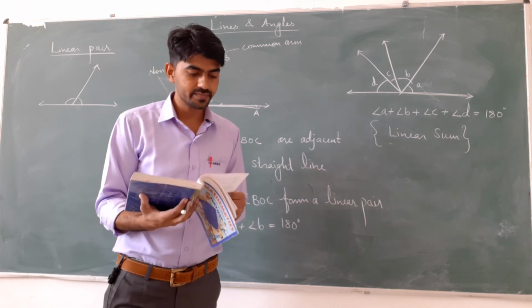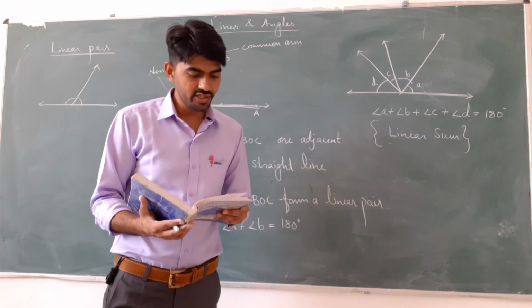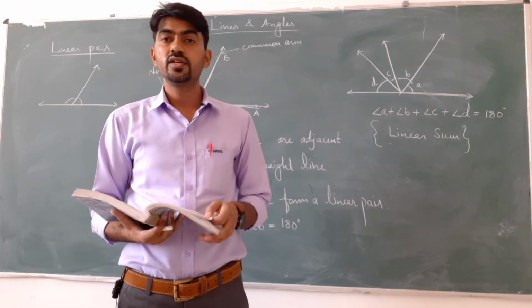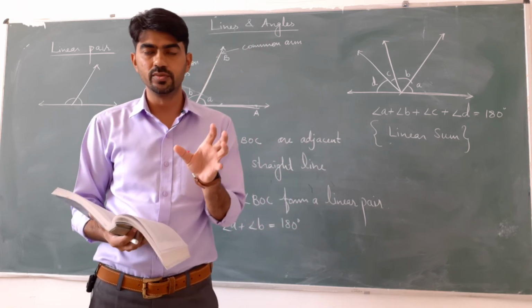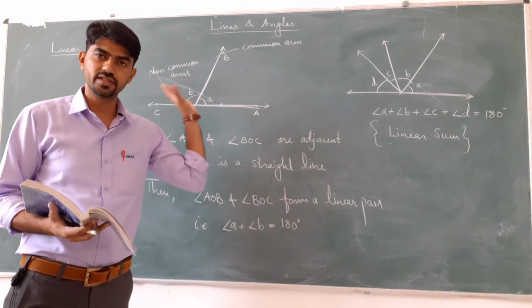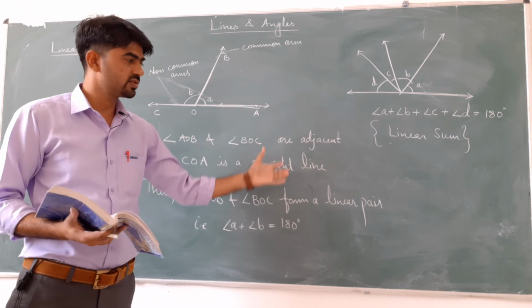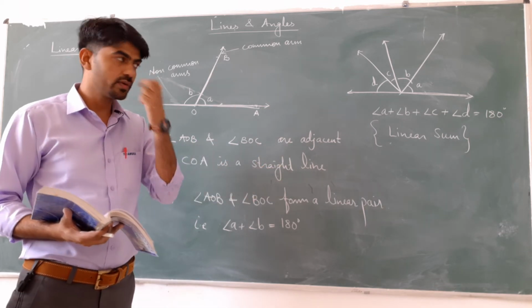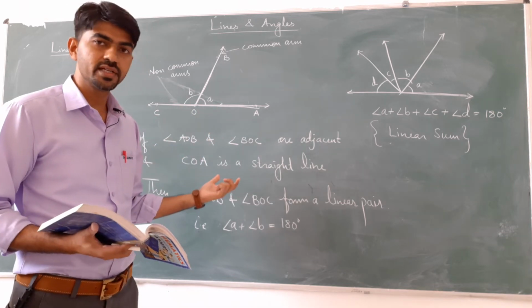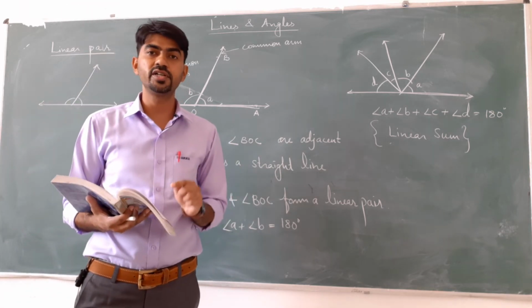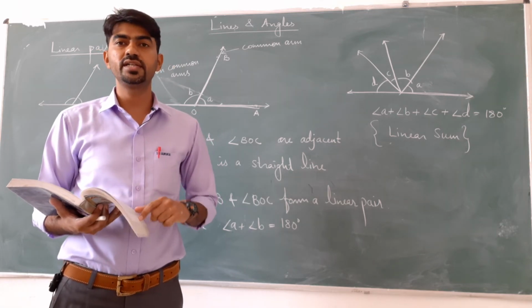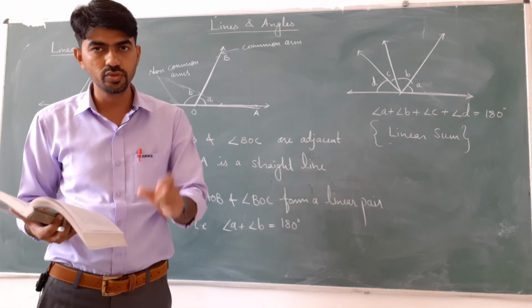Then on page number 94 we have axiom 6.2. You are to write these axioms in your notebook. First you will write the definition of angle, then the types of angles which we have discussed. Then you will write adjacent angles. Then you will write linear pair, and after that you will write the statement of axiom 6.1 in your notebook. Then after that you will write the statement of axiom 6.2 in your notebook.